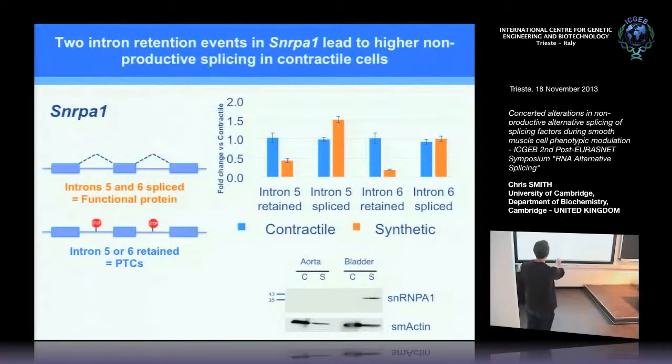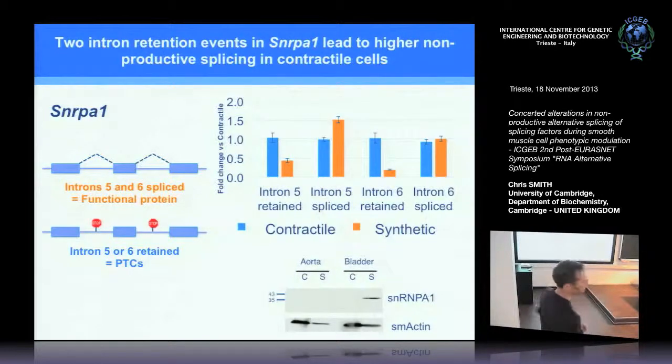In both cases, the intron retention is higher in the contractile cells, and the productively spliced version is higher in the synthetic cells. Now, I've shown here one Western. I'll mention a little bit later, we had problems validating the protein level changes simply because of the nature of the biological material and getting enough of it. This was one case where with the bladder tissue, we were able to see much higher levels of the protein in the synthetic bladder cells compared with the contractile cells.